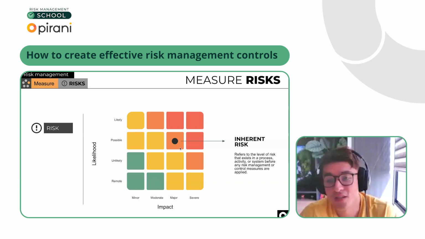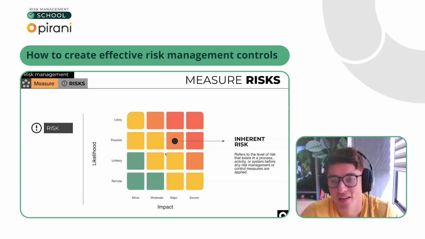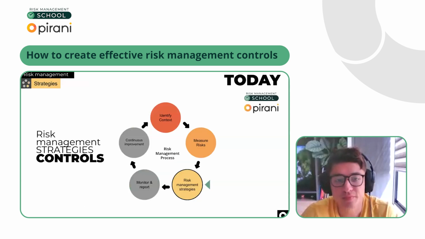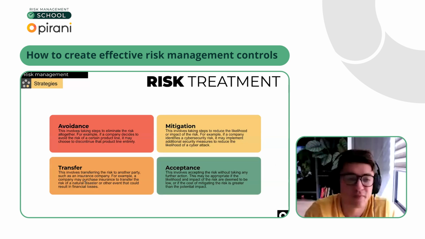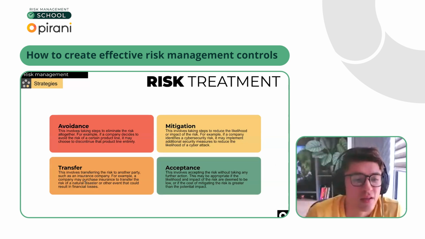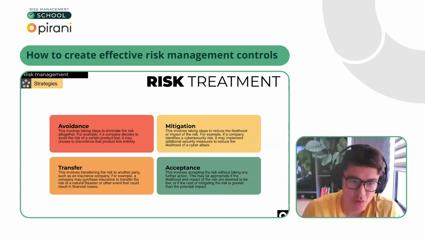Again, the risk is not eliminated. You are working with the risks and moving the risks in the risk heat map. Another risk treatment that you can do is transfer. Transfer involves transferring the risk to another party, such as an insurance company.